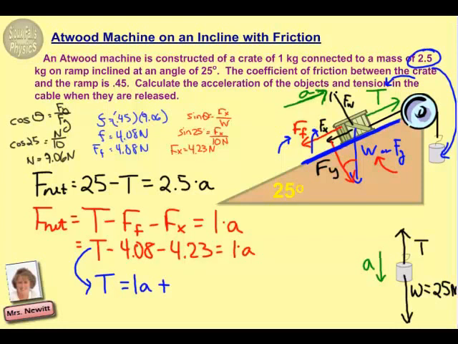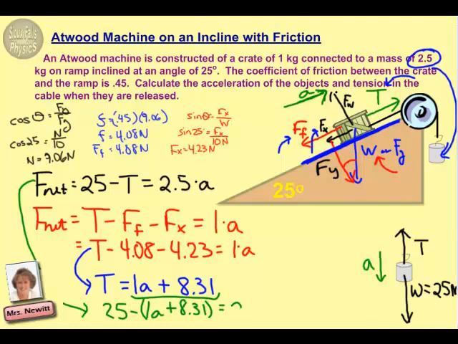We have 1a plus 8.31. And then to substitute, we would take our first equation and we would substitute in for t, so 25 minus this part here goes in for t, 1a plus 8.31. That is equal to 2.5a. Now at this point, we're going to assume that you can do the algebra on that. Solving for a, we get an acceleration value of 4.77 meters per second squared.